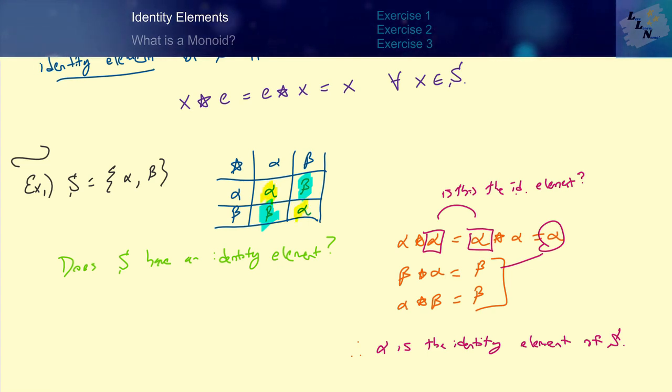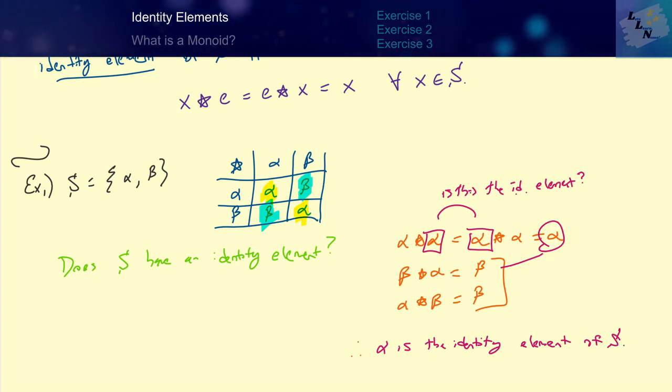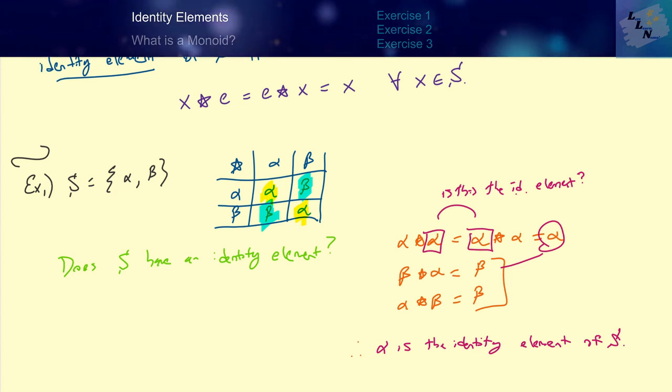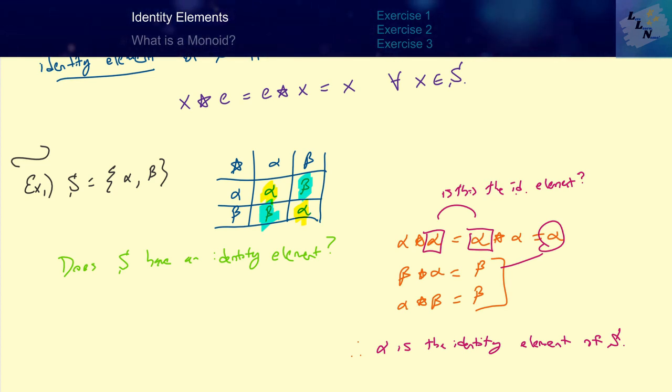Alpha star alpha is equal to alpha there. So you should be able to sometimes see if there is or is not an identity element if there is some symmetry, but don't always jump to that conclusion, because sometimes it might not be totally symmetric, but there is some identity element present in that particular set.